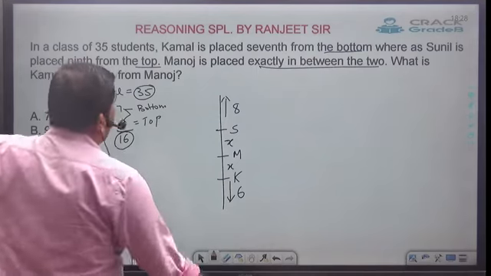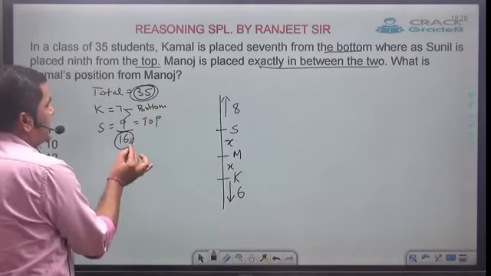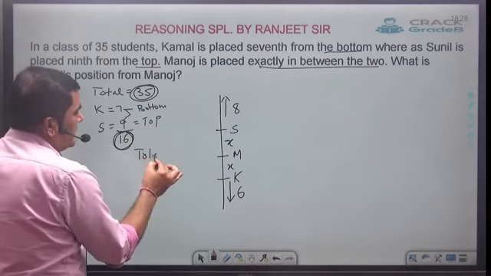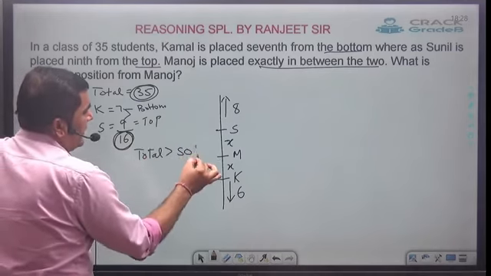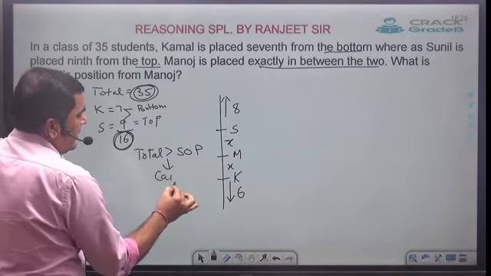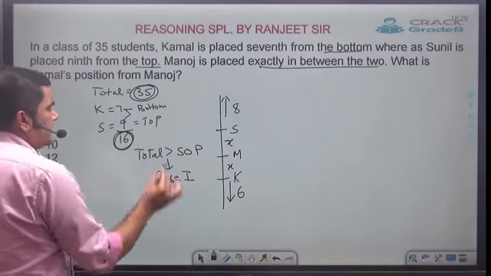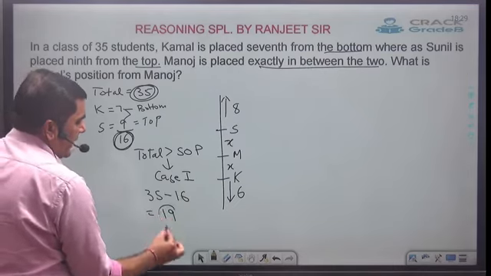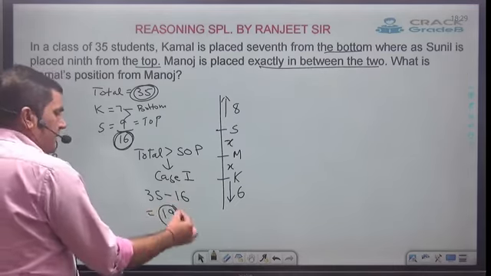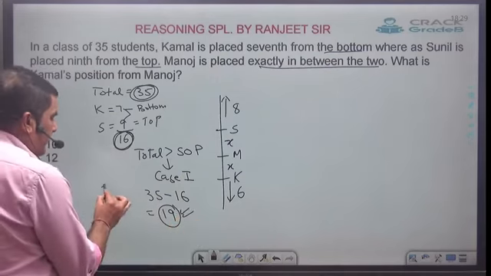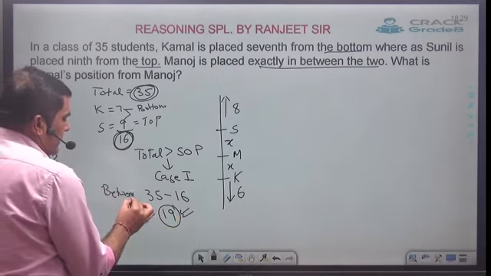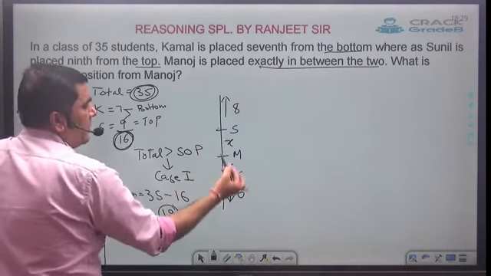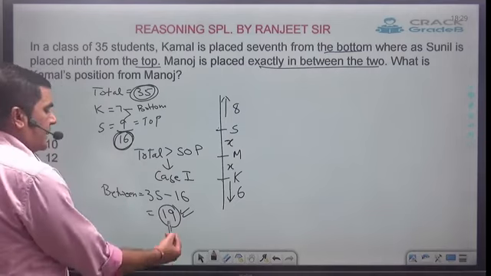Now, see, the total comes out to be 35 and the sum of the positions comes out to be 16. So here the total is greater than the sum of positions, and that will be case number 1. Case number 1 will be 35 minus 16, which comes out to be 19. So in between these two there must be 19. Because Manoj is exactly between these two, my job is to find how many persons are between Sunil and Kamal, which comes out to be 19.